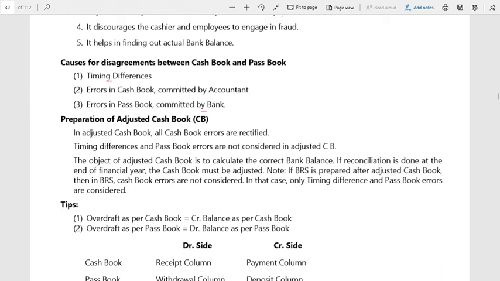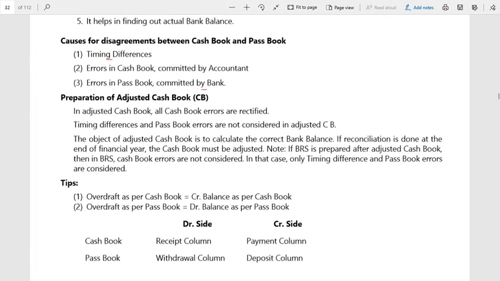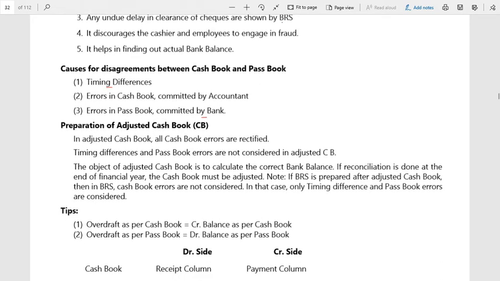This is also timing, but this is not due to unknown reasons. Got it? So it is an error from the accountant's side, or by mistake the bank has credited or committed that error. When it comes to notice, they will automatically reverse it. So usually these are all like timing errors. These are the three types of errors which will be rectified by BRS.